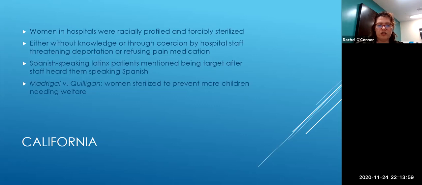And in Madrigal versus Quilligan, the doctors had mentioned sterilizing women forcibly to prevent more children from needing welfare. And the result of this involved, one, it made a requirement for translators to be available at hospitals, and it reinforced written consent for procedures.